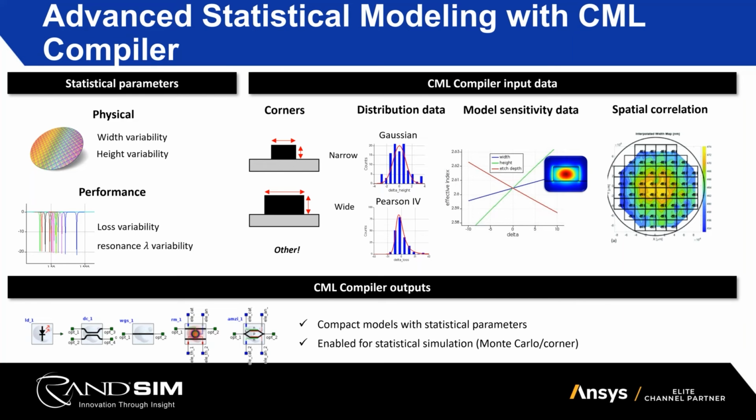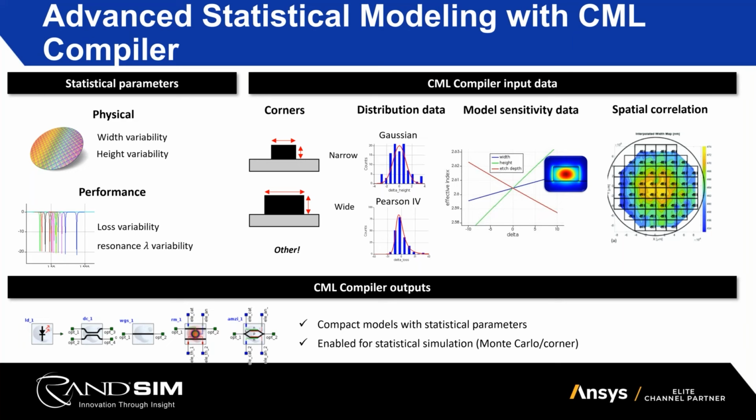With the collaboration with Foundry partners, the CML compiler can automatically load the Foundry process file. Within that, you can define the Foundry variations of the models, and also some spatial correlation, and so on. And if you install the library into INTERCONNECT, it can also do the corner analysis and Monte Carlo analysis for you so that you will see the model behavior. At the end, the CML compiler outputs the compact model library and enables statistical simulations.